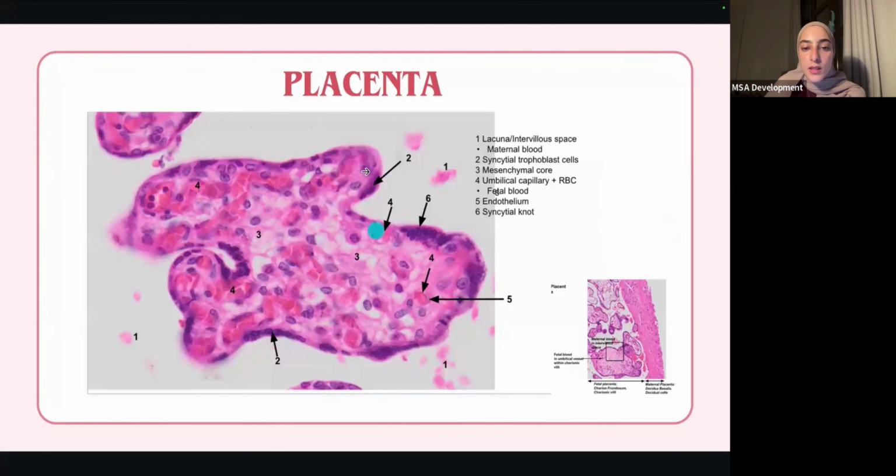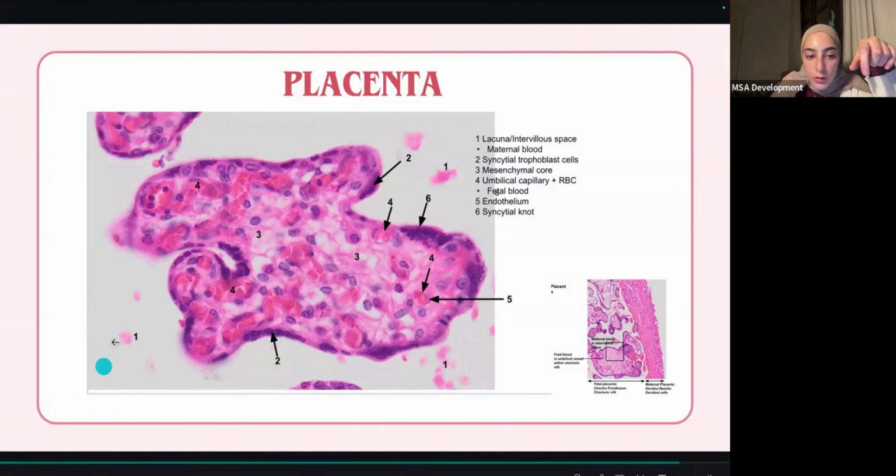And what is this? This looks like a villus. As you can see here, this is called the chorionic villi. And the entire thing is called the chorion frondosum. But just specifically this is called the villi, okay? And inside the villi, what is this in red? Number 4. This is blood. Is this the maternal blood? No, this is the fetal blood because it's inside the villi. As you can see here, number 1 is the maternal blood, okay?